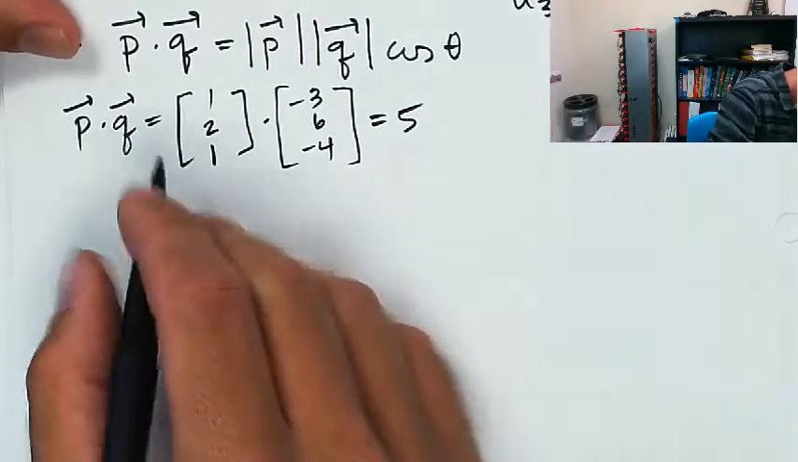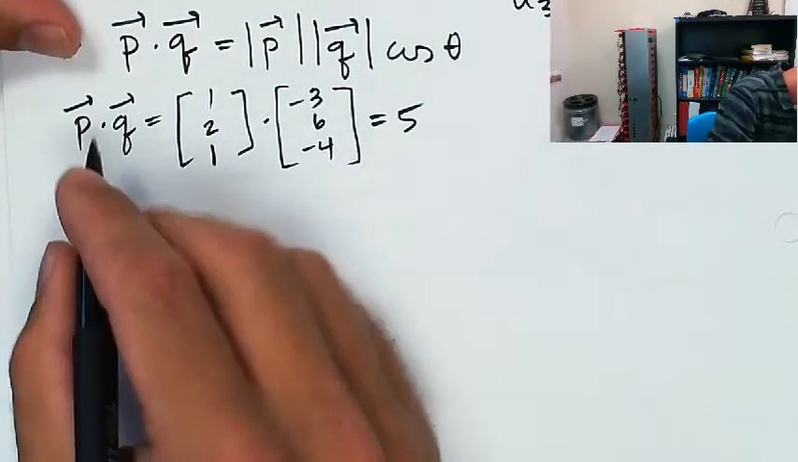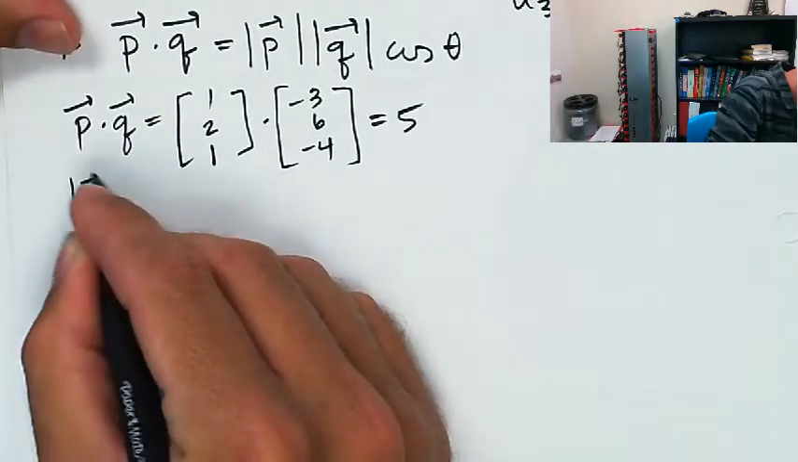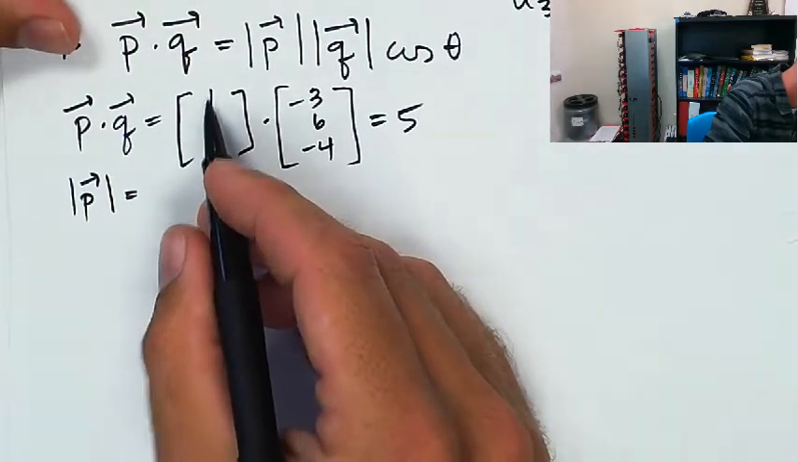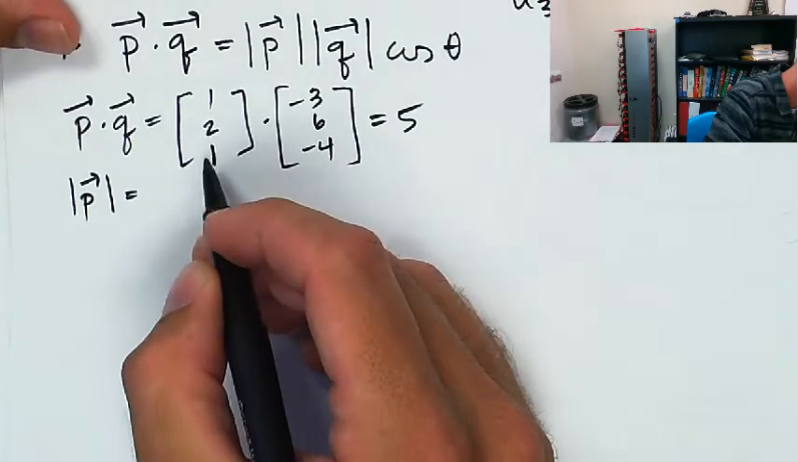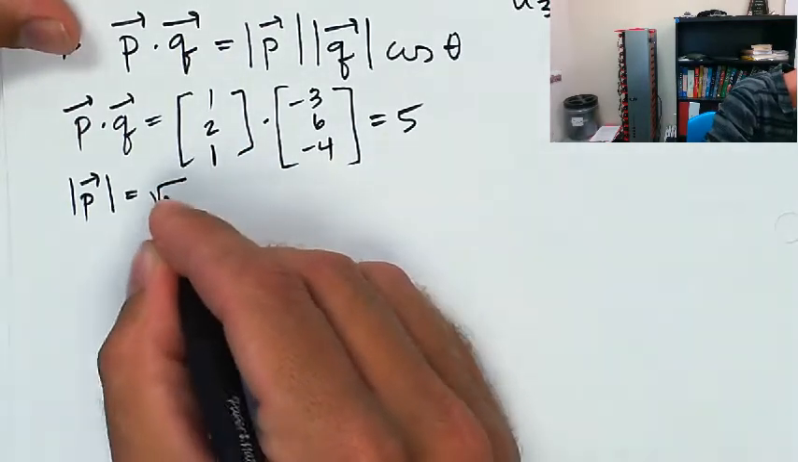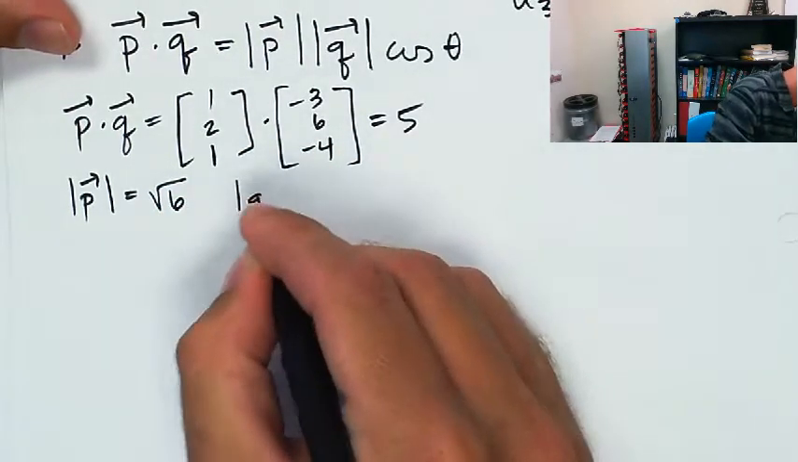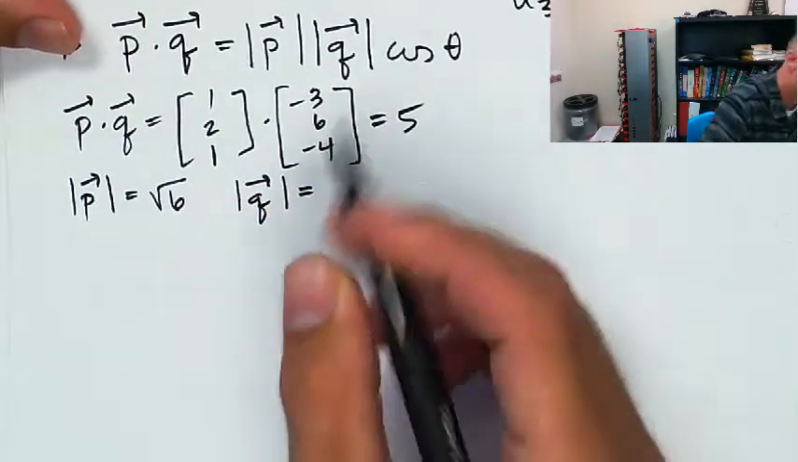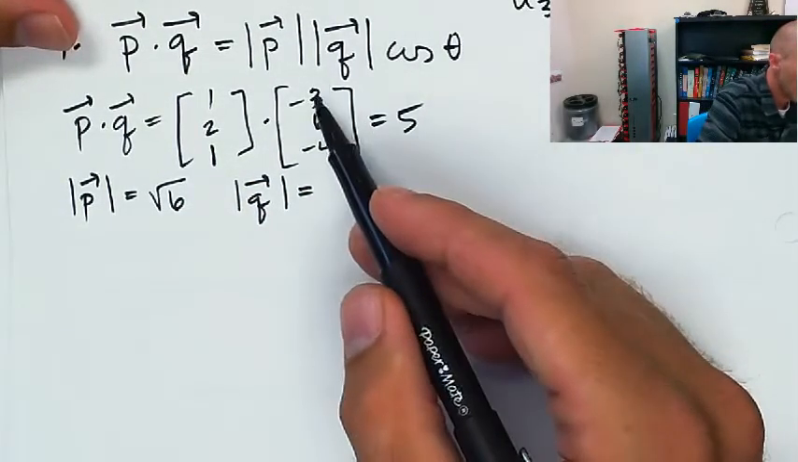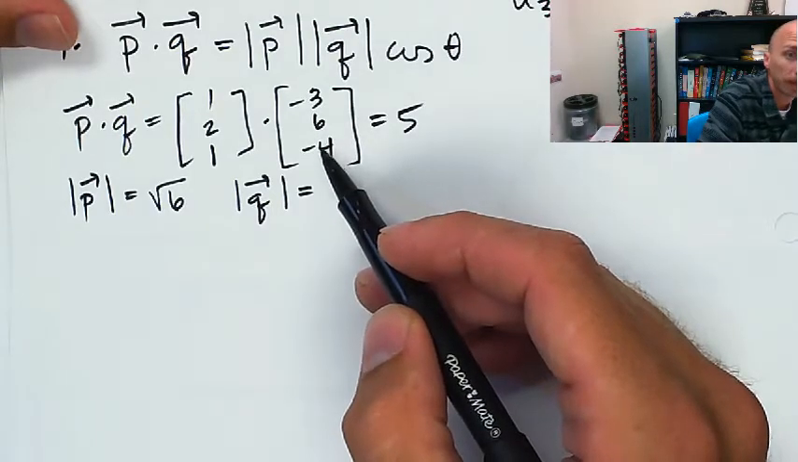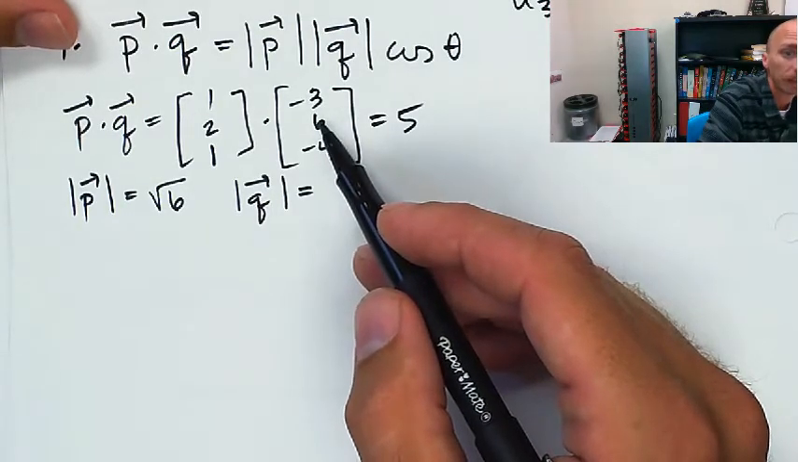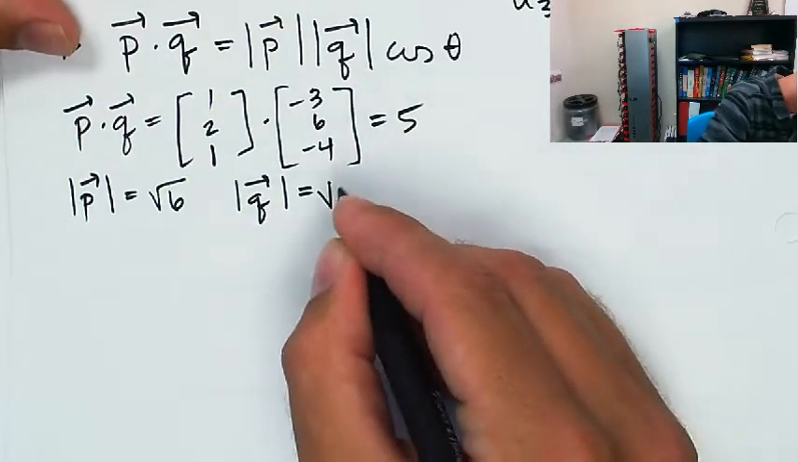All right, so I'm going to say length of p equals the square root of 1 and 4 is 5 and 1 is 6. Add the length of q, that's going to be a little more annoying, but it'll be all right. That'll be 9 and 16 is 25. 25 and 36 is going to be 61.